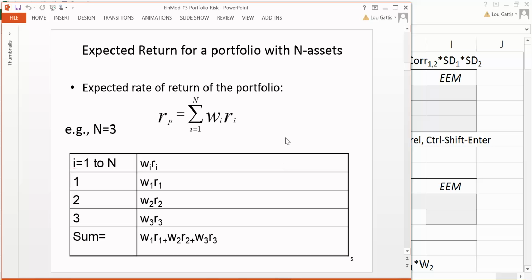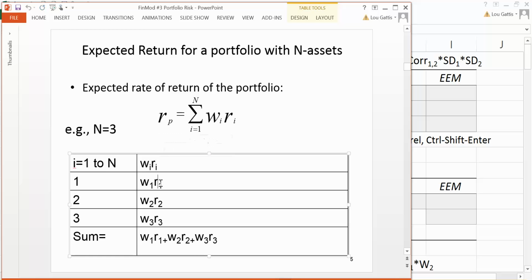The first thing we'll do is calculate expected return. The expected return of an n-asset portfolio is the sum from i equals 1 to n. Now i is the asset. In this case, we're going to have three assets, so it's going to be i from 1 to 3 of w_i r_i. And the way you use this sum function is that i acts as a counter. If we have three assets, i is going to count from 1 to 2 to 3. So we set i equal to 1.